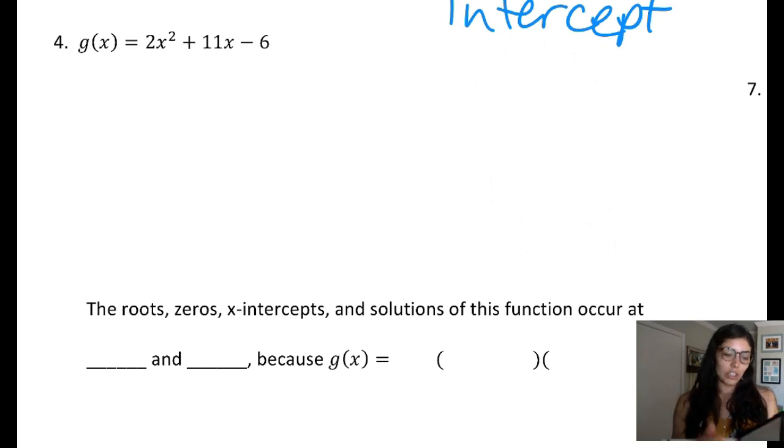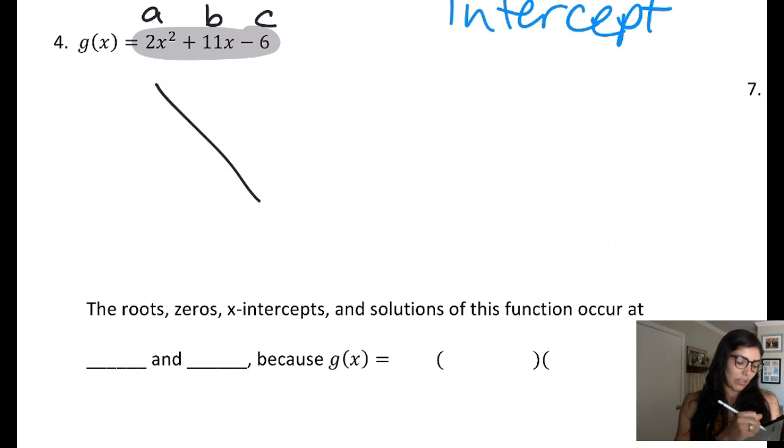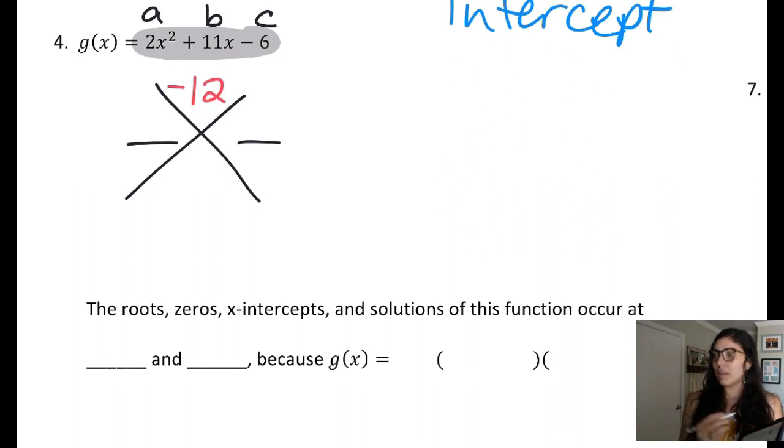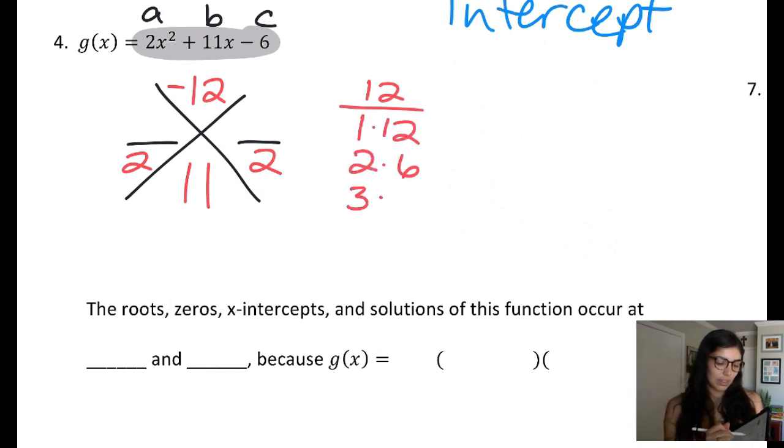Alright, again, this function is in standard form. So when I start with standard form, I'm going to be given an A, a B, and a C. If I want to get it into intercept form, because I want to know the roots, zeros, x-intercepts, and solutions, all I have to do is set up and solve an x puzzle. A times C goes in the top, that means -12 is in the top. B is in the bottom, that means 11 goes down here. And then there are 2's underneath. The numbers that multiply to -12 and add to positive 11 consist of this list.